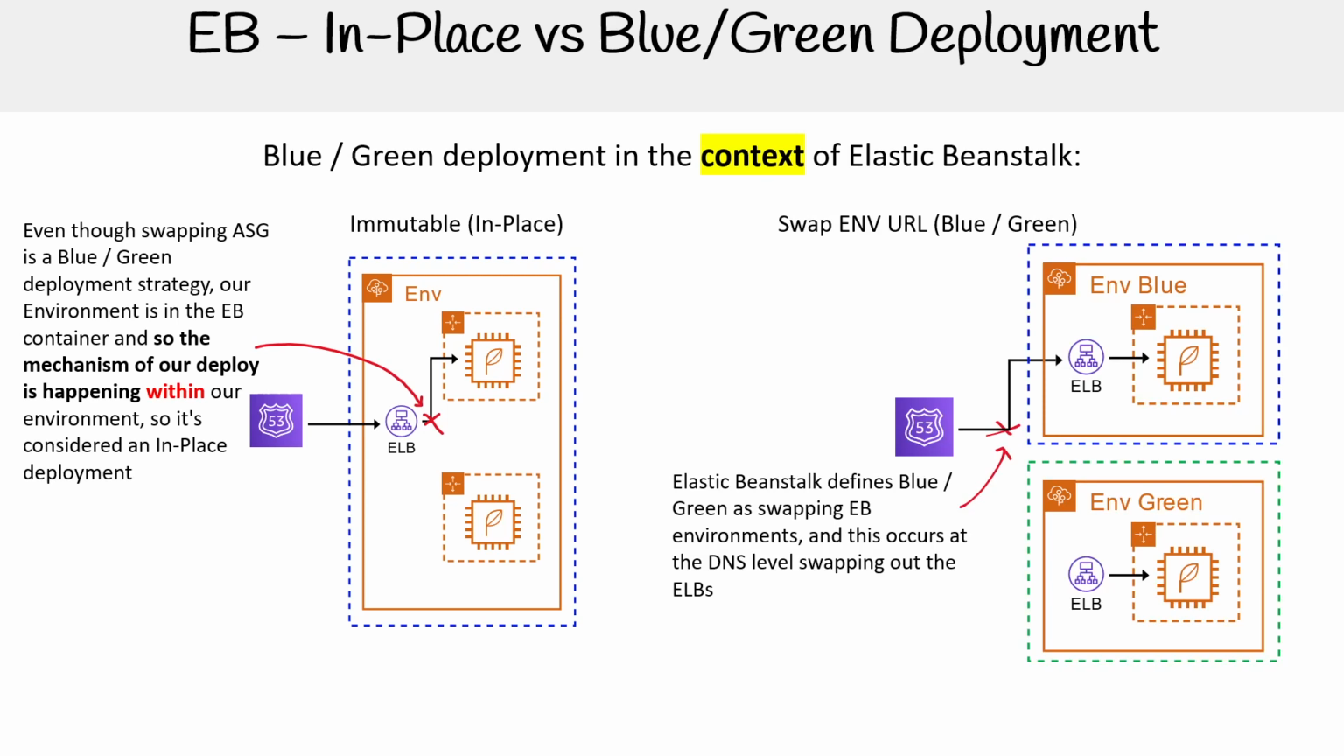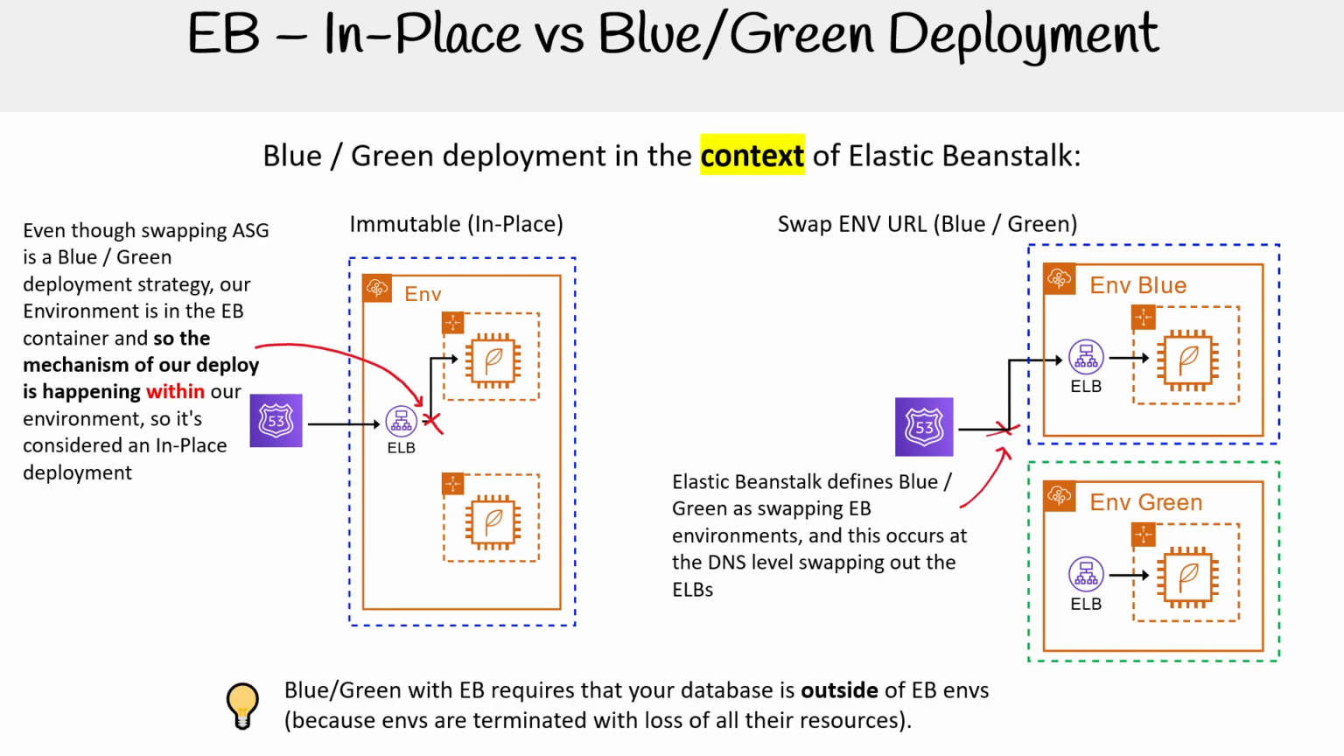Now, the other method for blue-green deployment within Elastic Beanstalk, and this is actually what they call blue-green deployment, is when you literally provision an entirely new environment. It is at the DNS level, but it's the fact that you've spun up another Elastic Beanstalk environment. So blue-green with EB requires that your database is outside the Elastic Beanstalk environments, because the environments are terminated with the loss of all the resources. So that is just another thing to consider.